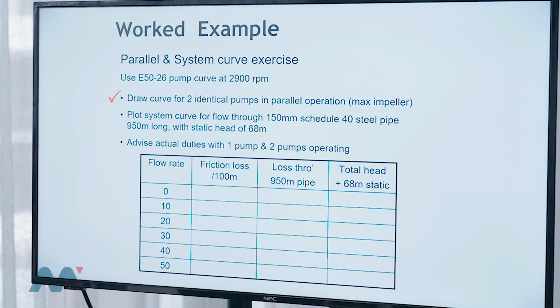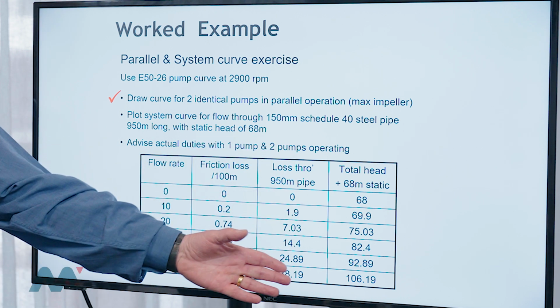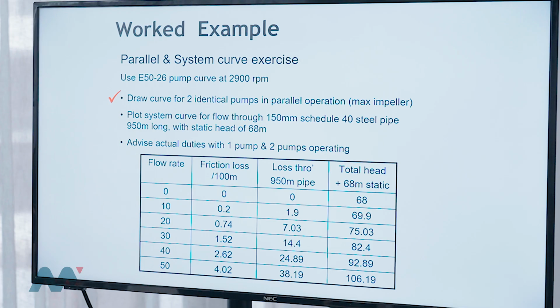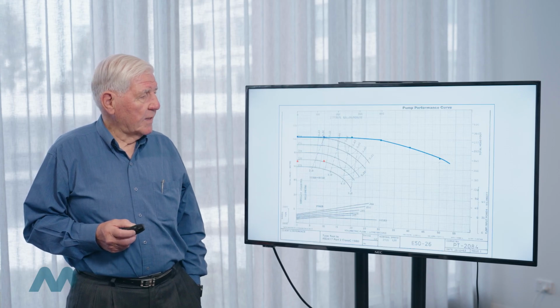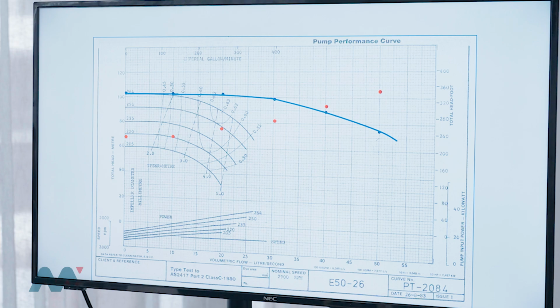We can go to tables and we can get the friction loss in 150 millimetre pipe at various flow rates, and these are given here. We can evaluate the total losses due to friction through 950 metres of pipe. And then we can add in the 68 metres static, which gives us a system resistance curve by the information in the far column. If we then construct that system resistance curve, that's basically taking those numbers and putting them in a graphical format.